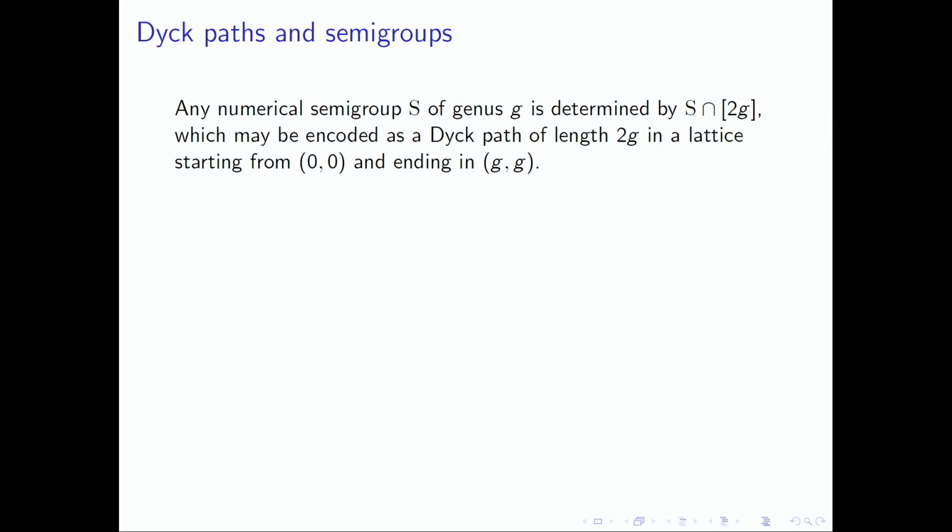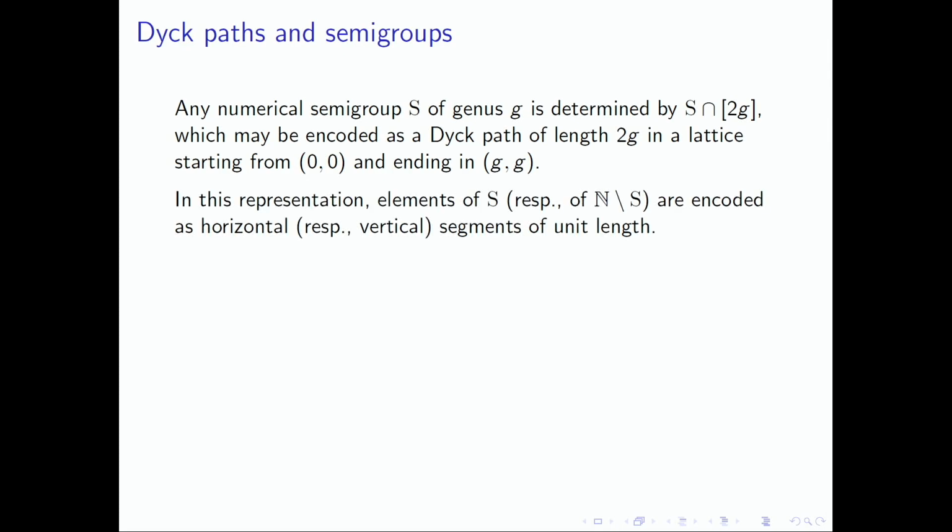Associated to any numerical semigroup, you can associate a Dyck path, or in other words, a lattice path in Z2 that starts at the origin and ends at (G, G), where G is the genus of the semigroup. How does this work? The idea is simply that if you imagine traversing the numbers between 0 and 2 times G, anytime you encounter a number that belongs to the semigroup, you go to the right, whereas anytime you encounter an element of the complement of the semigroup, you go up, every time with a segment of unit length.